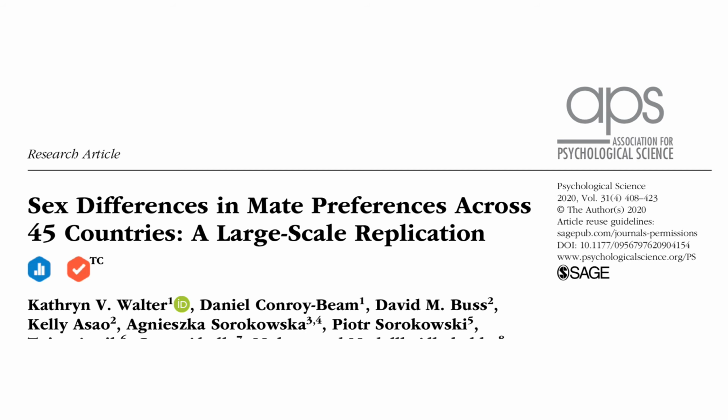But the most recent and by far the most comprehensive study on this topic was published literally just this month. In the spring of 2020, as I'm making this recording, there was a large-scale replication of approximately 15,000 people in over 45 countries looking at sex differences in mate preferences, and they tend to replicate the things that have been found in previous studies. So let me talk about what some of these differences are.